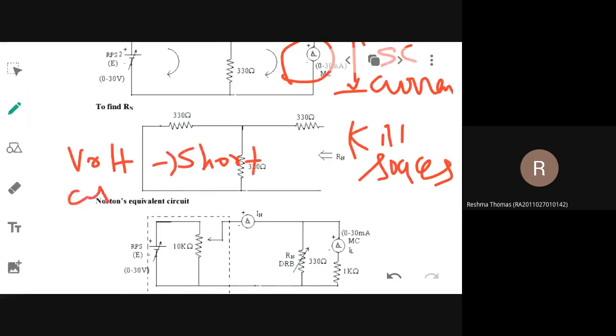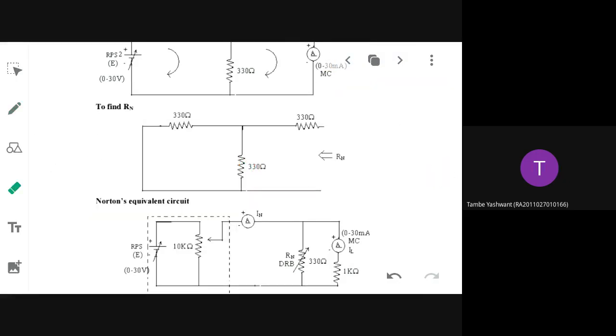Current source means you have to open them. Like that you have to tell. Simply don't tell open, short. Depending upon the sources only you have to short or open. Then you kill the source. Again there was one voltage source here that is shorted, and same value of R Thevenin you will be getting, like in the previous case.